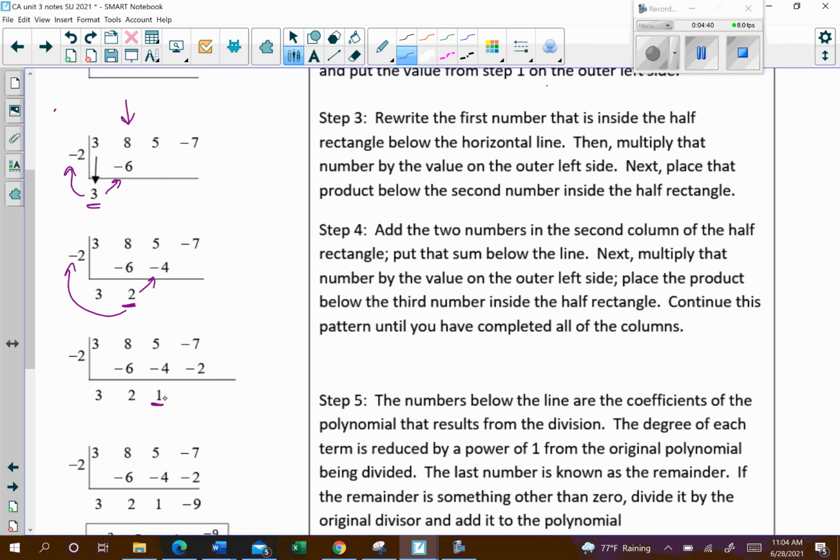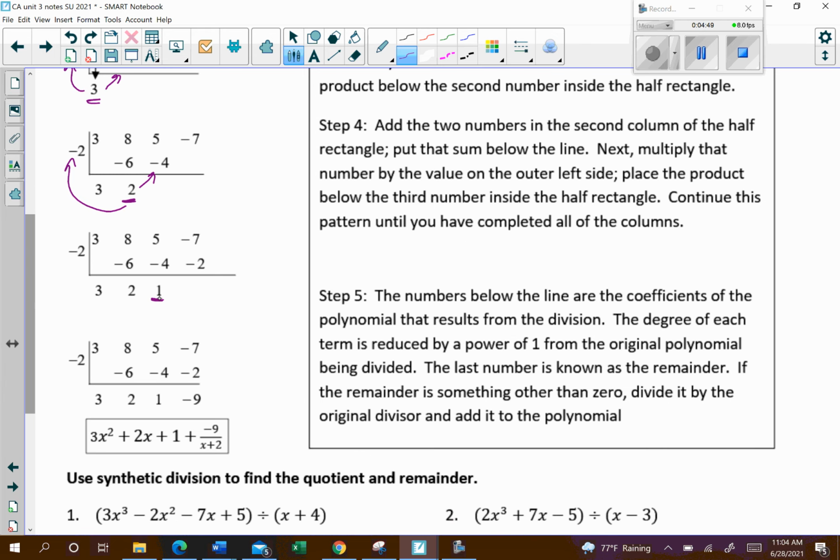Okay. And like I said, this is going to be weird. It's going to take 2 or 3 times that you do this, but once you've done it a couple times, you'll find it fairly simple. So we do it again. 1 times negative 2 is negative 2. I put it there, and then I add that fourth column together, negative 7 plus negative 2, which is negative 9.